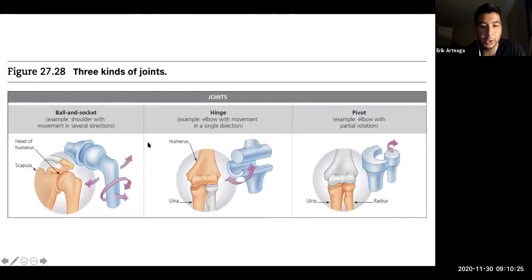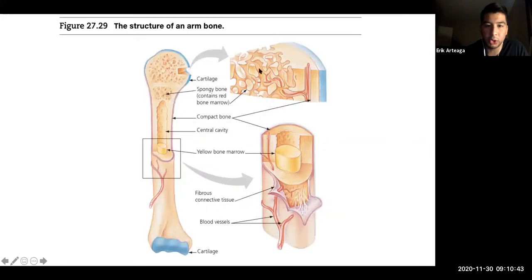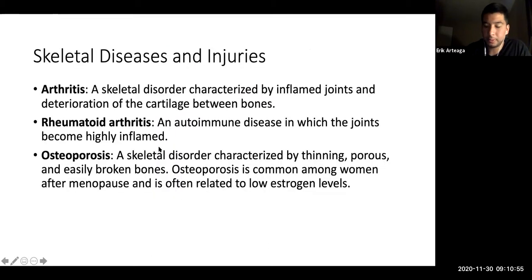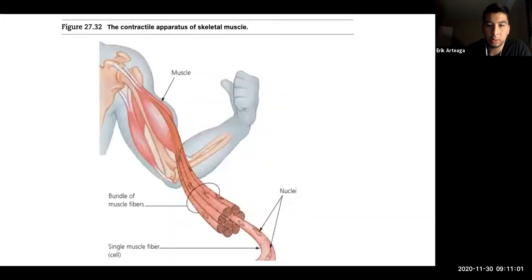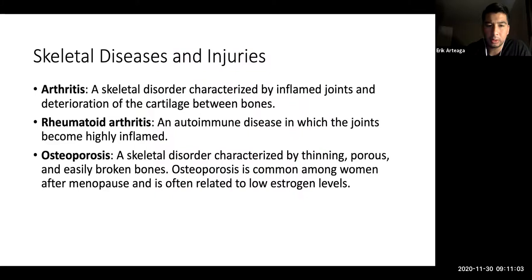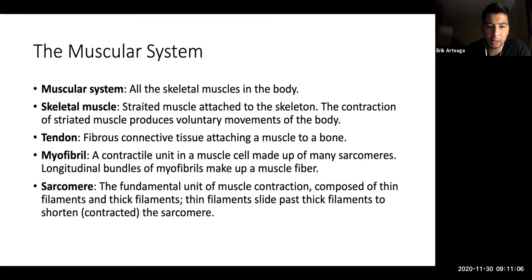Know the different joints. So ball and socket, hinge, pivot. I might ask you to identify the bones that are associated. So this is, again, the humerus and the scapula. Humerus and the ulna, hinge joint, or I would ask you to identify which joints are which. Bone, again, yellow bone marrow is fat. You do have spongy bone versus compact bone. Identify some of the diseases we talked about.